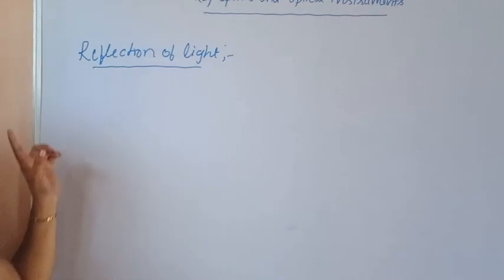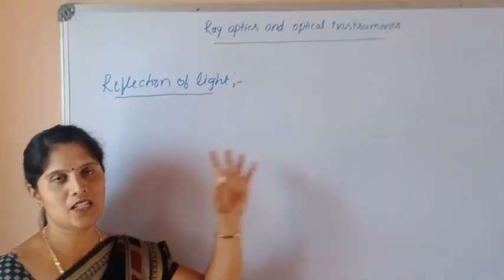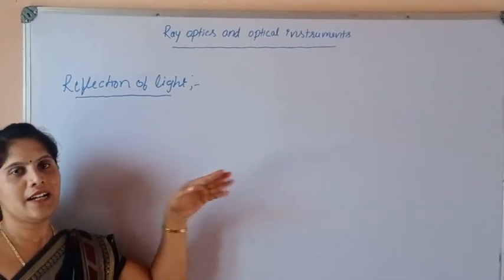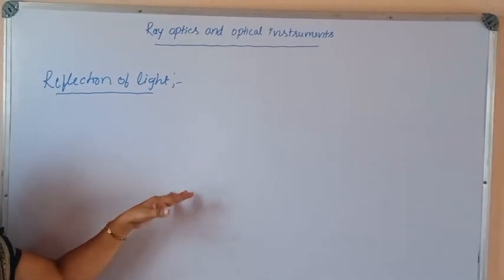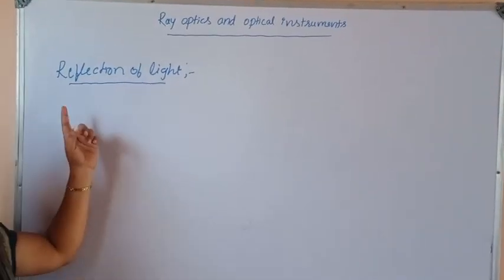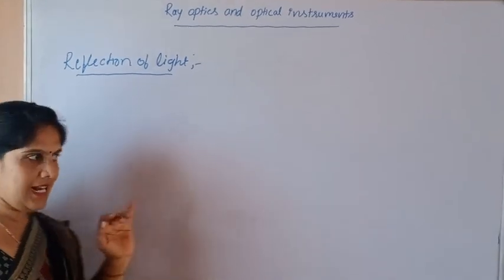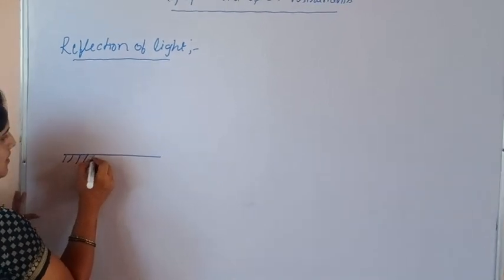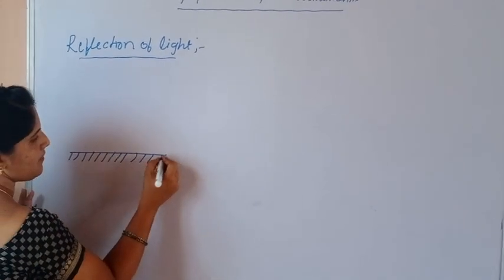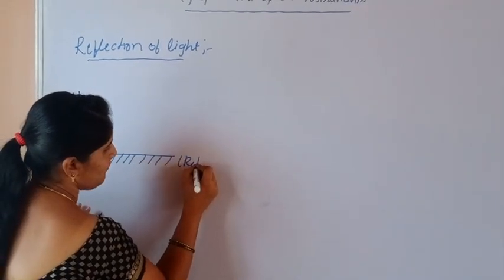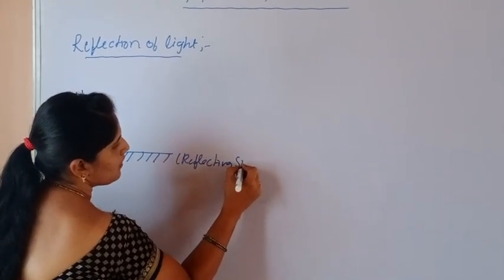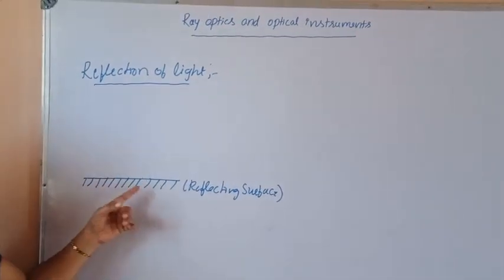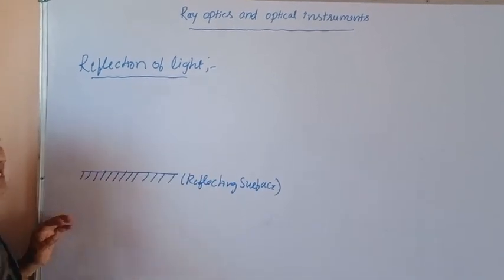What is reflection of light? The bouncing back of a ray of light is known as reflection of light. Or, when a ray traveling in one medium is incident on the surface of another and returns back to the first medium, it is known as reflection of light. For that, let us consider a reflecting surface. Let us call this a plane mirror, or any other surface. This is the polished, silver surface, and the other is the non-reflecting surface. This one is the reflecting surface.